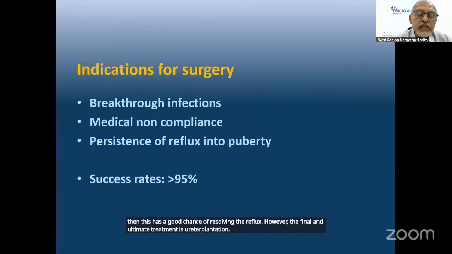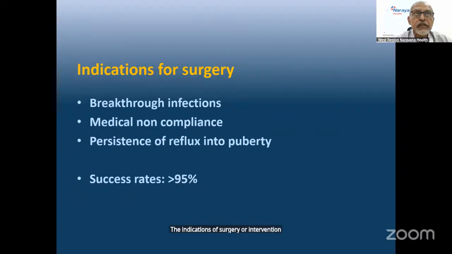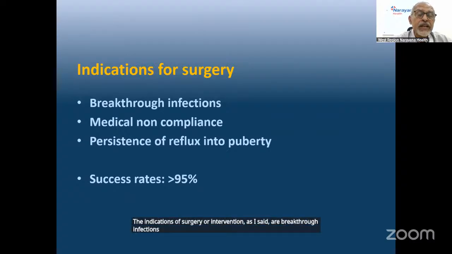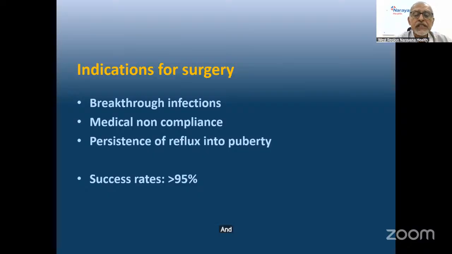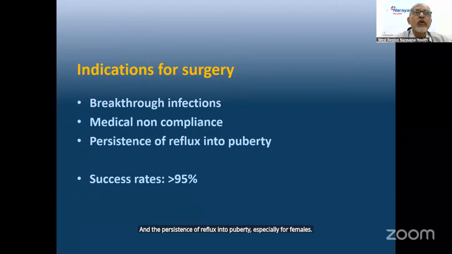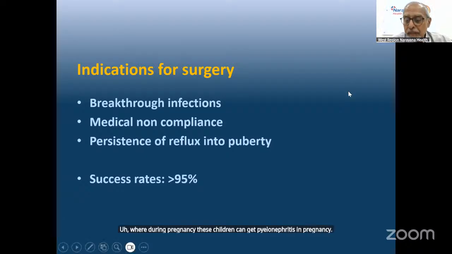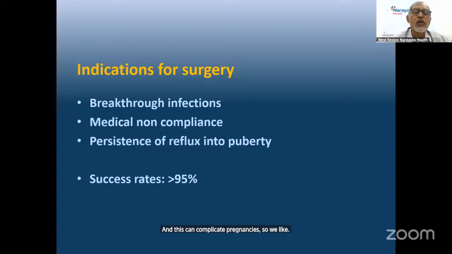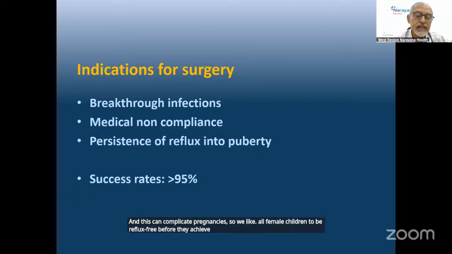The indications of surgery or intervention, as I said, are breakthrough infections, which can be because of medical non-compliance, and the persistence of reflux into puberty, especially for females, where during pregnancy, these children can get pyelonephritis in pregnancy, and this can complicate pregnancies. So we like all female children to be reflux-free before they achieve puberty. The results of success are very high. They are more than 95%.